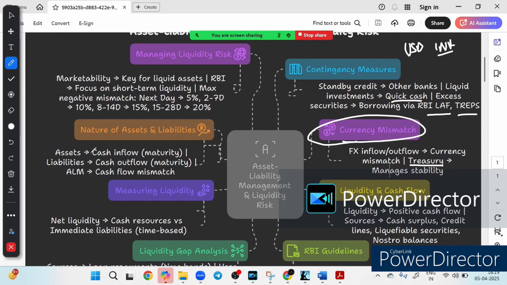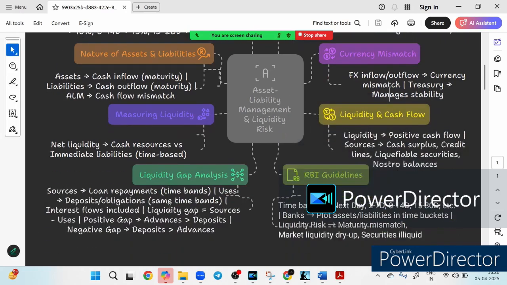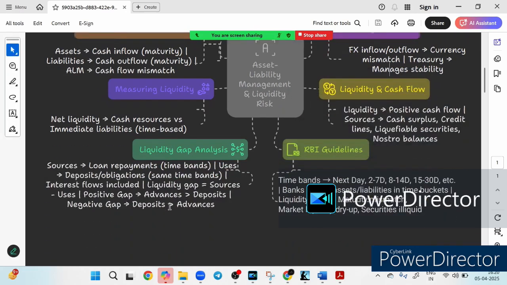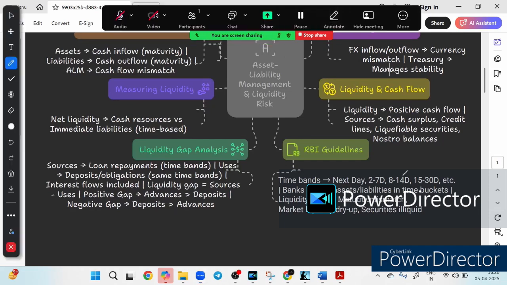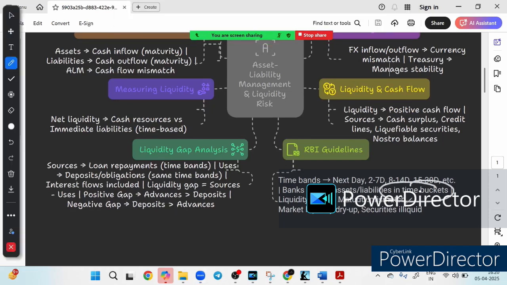And what is the RBI guideline? RBI ensures that banks follow a strict liquidity management rule, right? Banks must organize their assets and liabilities into time buckets. I told you early that banks have to organize the assets and liabilities in terms of time buckets, and monitor maturity mismatch more closely. Why? To prevent market liquidity dry up and for illiquid security issues.